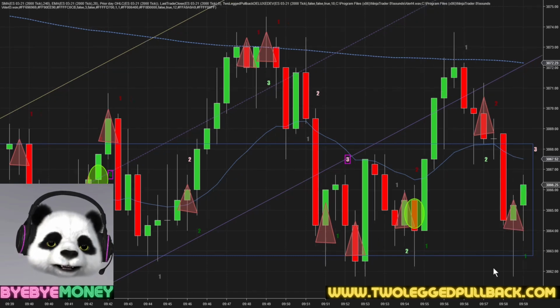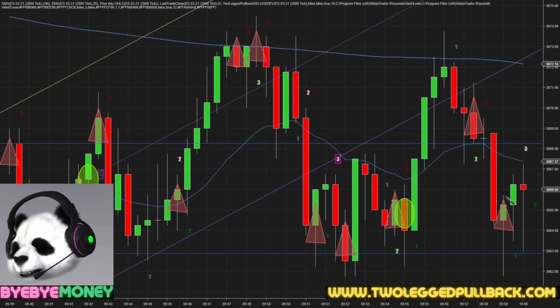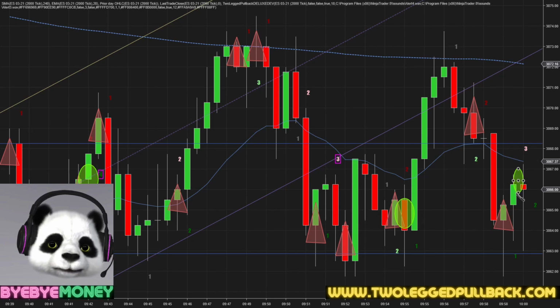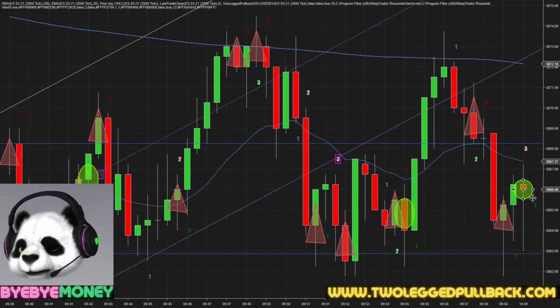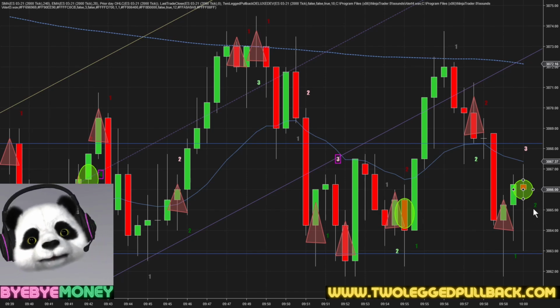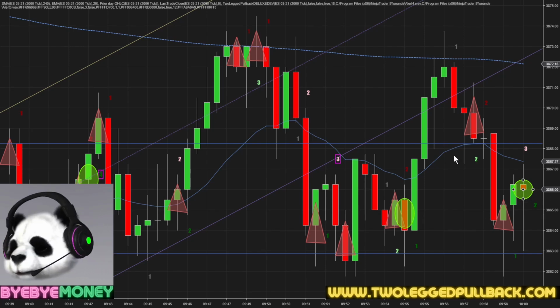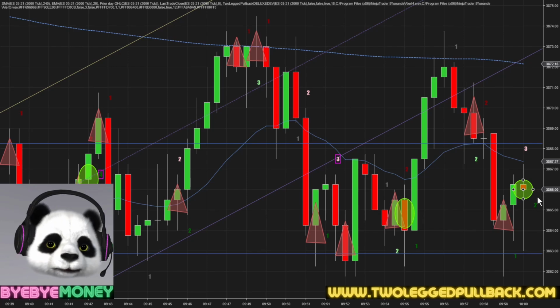So if we get a higher low, I'll be interested. Here we go. We have a higher low here, and so I'll be interested in going long. How do I know it's a higher low so quickly? Well, mainly because it's a dark green 2. If it's a dark green 2, then I know it's a higher low. If it was a dark green 1, then it was a lower low. But also it's a two-legged pullback.